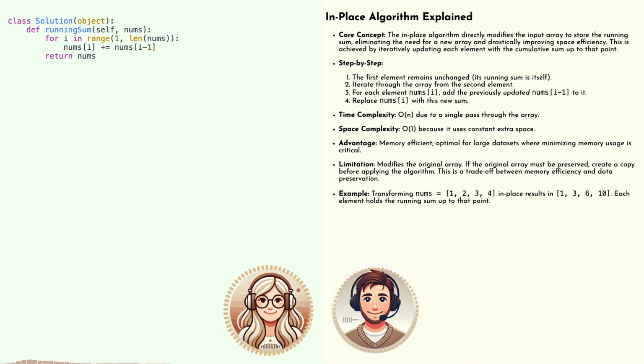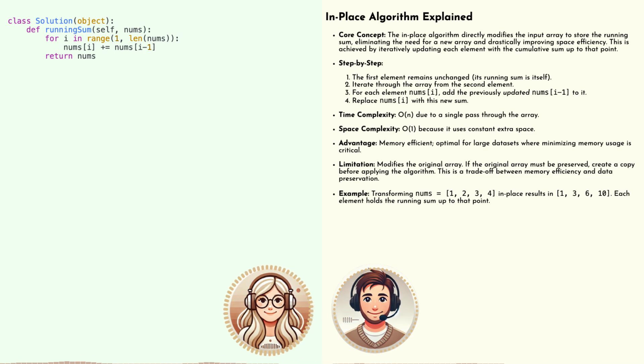Exactly. So moving on to the third element, we take the updated second element, which is now 3, and add it to the third element, which was originally 3. So that gives us 6, and the array is now [1, 3, 6, 4]. Perfect. Yeah. You're getting it.